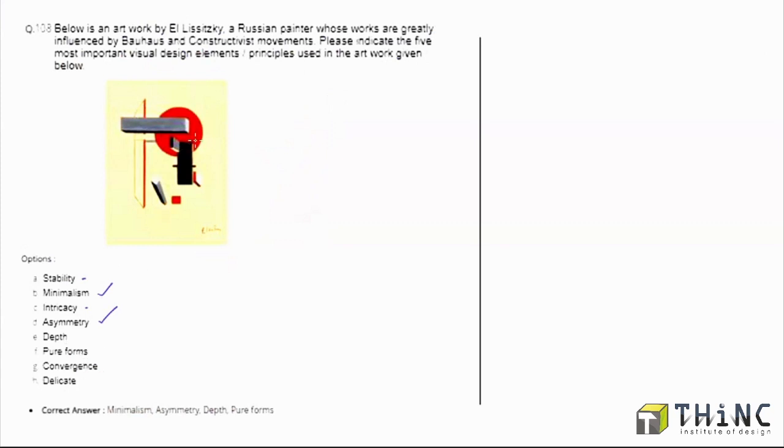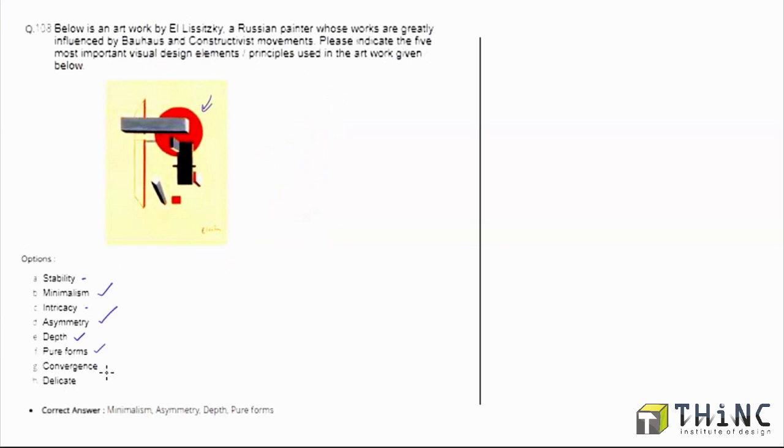Depth, yes, you can see things are placed one on top of another. The red is in the background, the gray keyboard is on top of it. You can see there are things which are placed one on top of another. So there is depth in it. Okay. All the forms are very pure. They are very, very basic elements like cuboids, circles, trapezoids, basic lines. All are very basic pure forms.